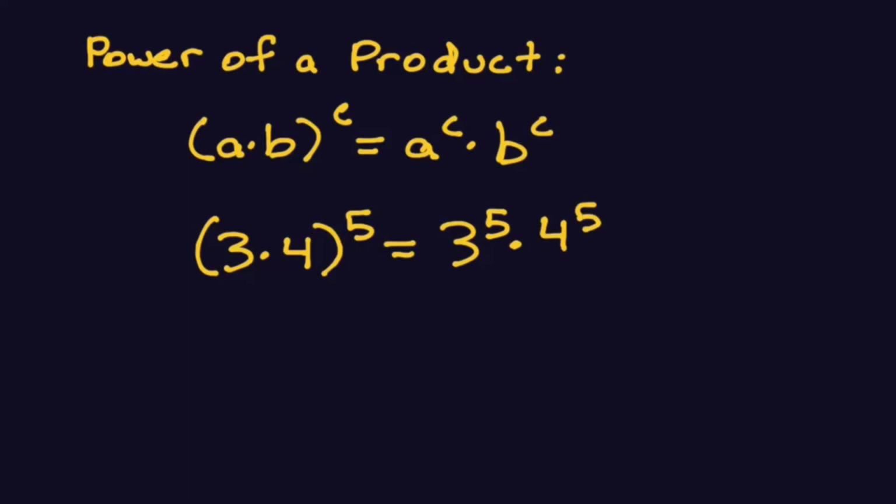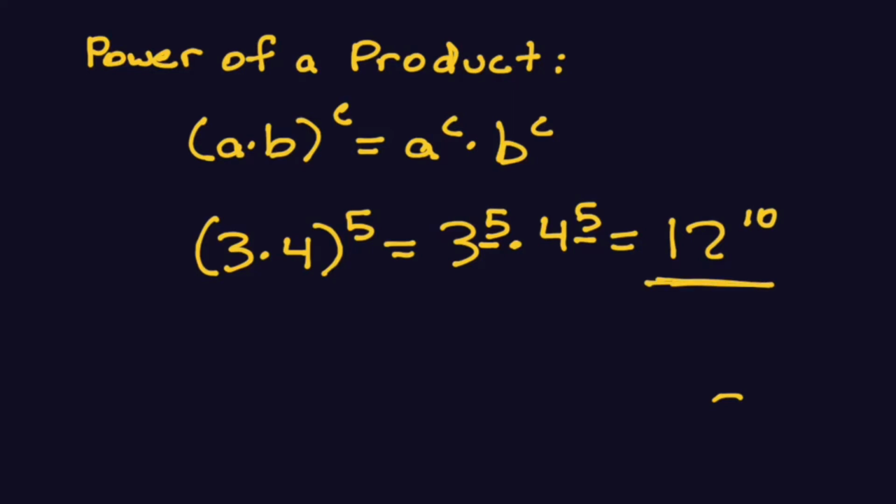And remember that when we're multiplying exponents together, we're not going to want to multiply each exponent to get 12 to the 25th power. We're going to want to add them together. So 3 to the 5th times 4 to the 5th power would be equal to 12 to the 10th power.